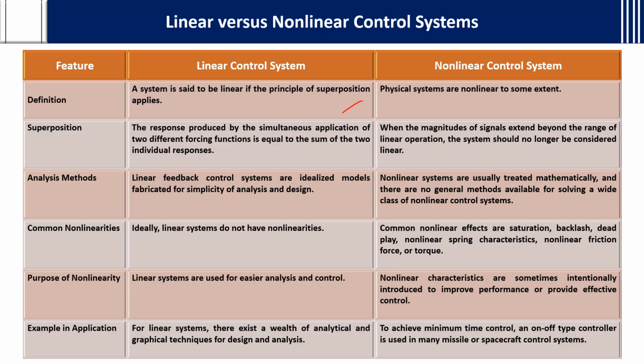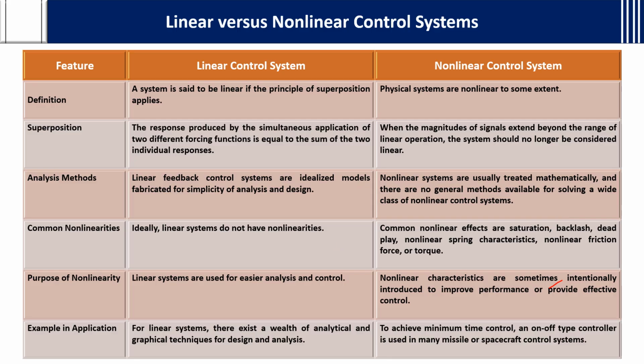If they don't ask in the form of differences, for example, they ask to explain linear control system and non-linear control system, then write these points for linear control system and these points for non-linear control system. Understanding? If they ask in difference form, state the difference between linear and non-linear, write in the form of a table. If they ask separately, explain linear control system, write these points separately. And if they ask non-linear control system, write these points separately. So first we will see the differences between them both.